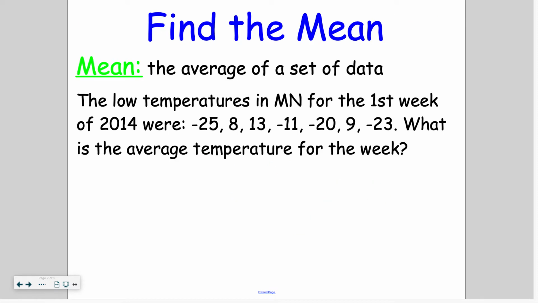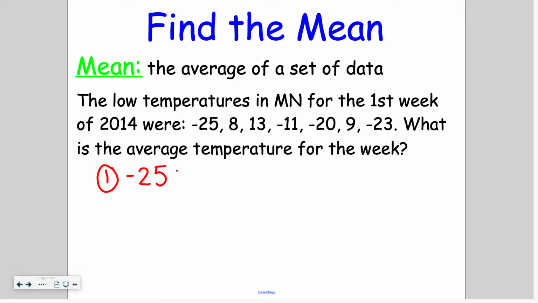The last thing we're going to talk about in this lesson is finding the mean. The mean is the average of a set of data. So we've got a whole list of numbers and we're trying to find what's in the middle. For this first example, low temperatures in Minnesota for the first week of 2014 were -25, 8, 13, -11, -20, 9, and -23. We want to find the average low temperature for the week. It is a two-step process, and it is important that you do each of these steps by themselves. Your first step is to add up all of these integers.